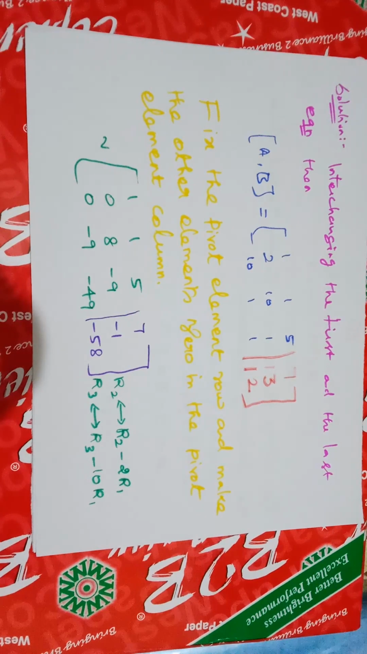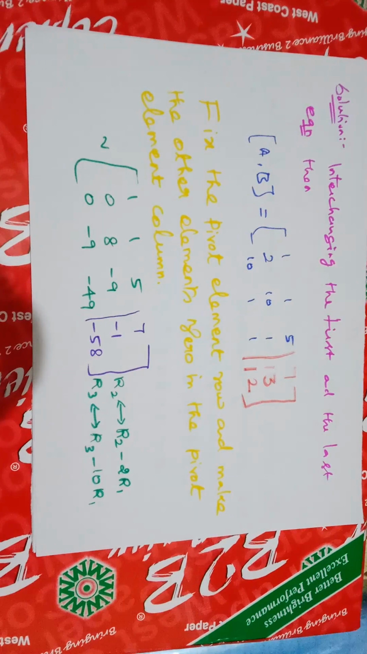So how can we get this? I can use the operation: keep the first row as it is, with no change, and go to the second row. I have to put 0 in the very first place. How? I have to use this technique: R2 minus 2 into R1. When I subtract, definitely the first place becomes 0. That is the idea from the Gauss Jordan method.